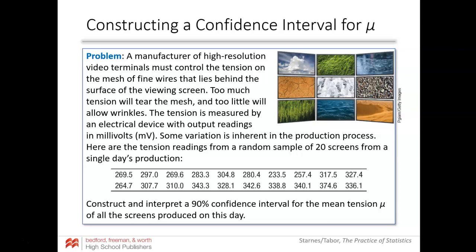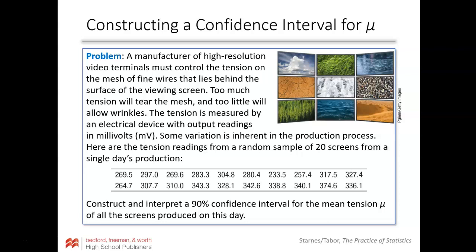So 20, that's not bigger than 30. Okay, we're going to think about this. We're going to construct and then interpret a 90% confidence interval for the mean tension of all screens that were produced on this day. Now, that was important because if you think about the manufacturing setting, the population they're going to want to be making inferences about is simply everything that was produced that were like these.